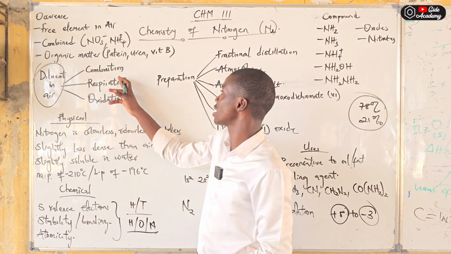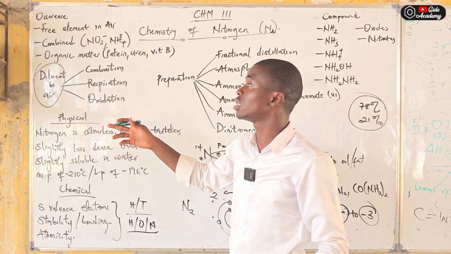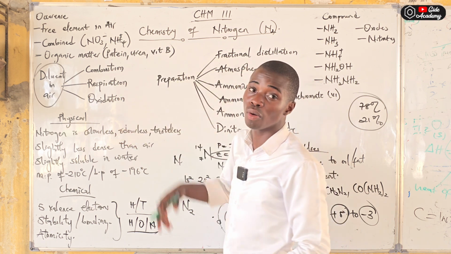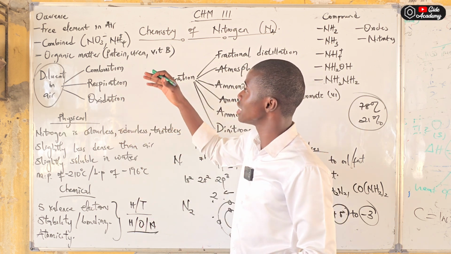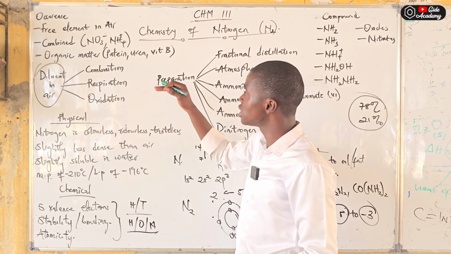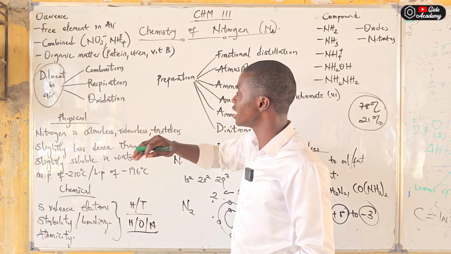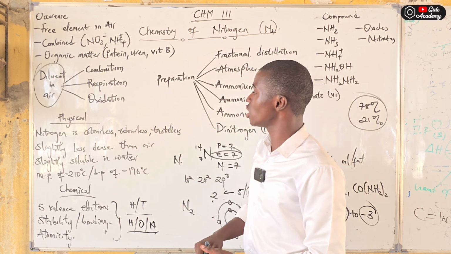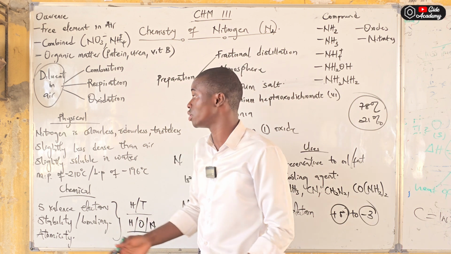Then we have organic matter. It can be in the form of protein, urea, or vitamin B compound. So these are the occurrences of nitrogen: free state, combined state, and as organic matter.